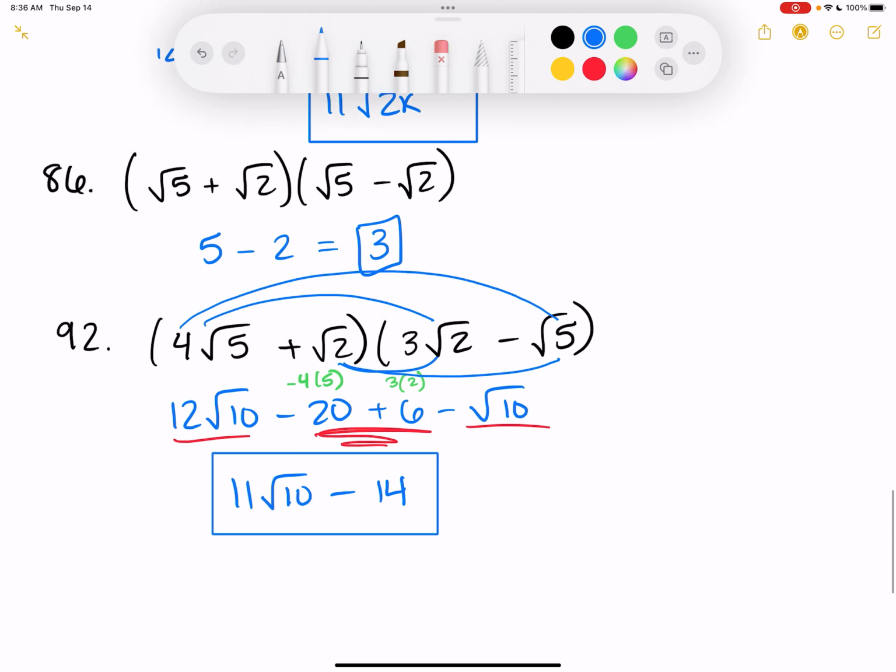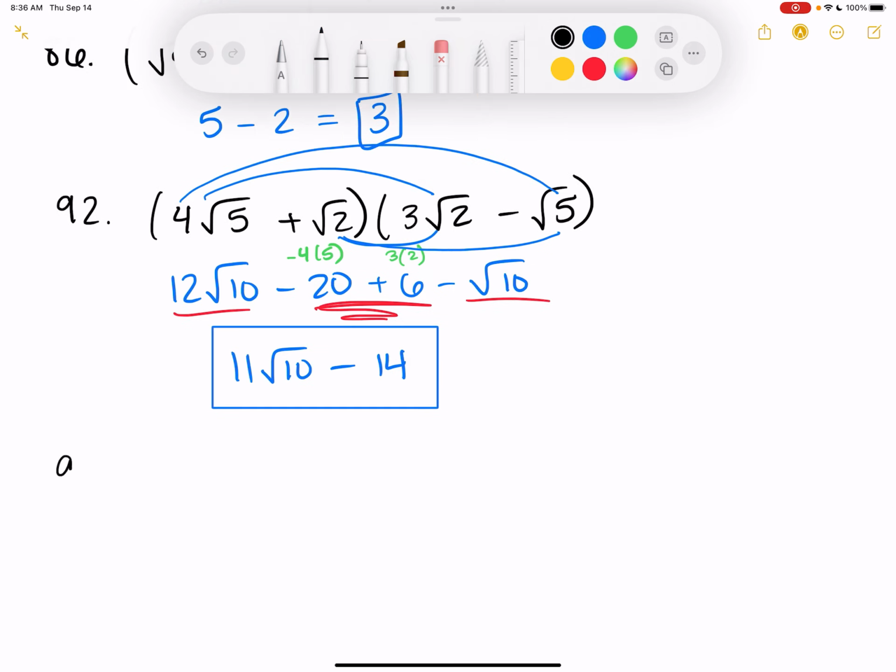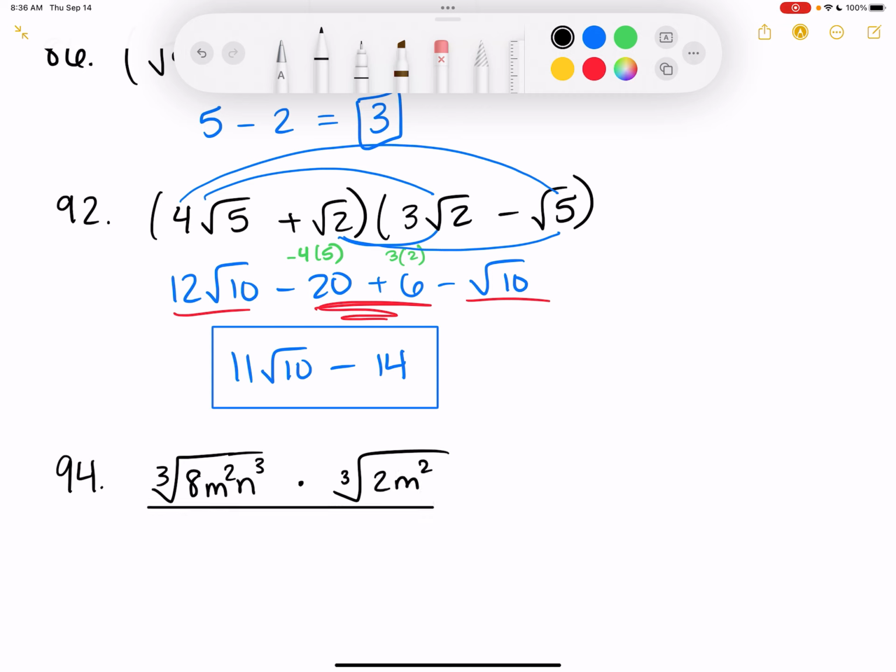They can get as crazy as this, but we're not actually going to do this one. I'm just going to show you. I'm not actually going to solve it. I'm just showing you how crazy it can get. So 8m squared n cubed times cube root of 2m squared all over the cube root of 32 m to the 4th n cubed. So I would just skip that one.